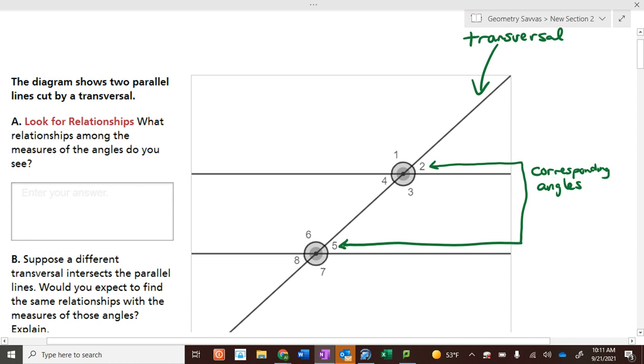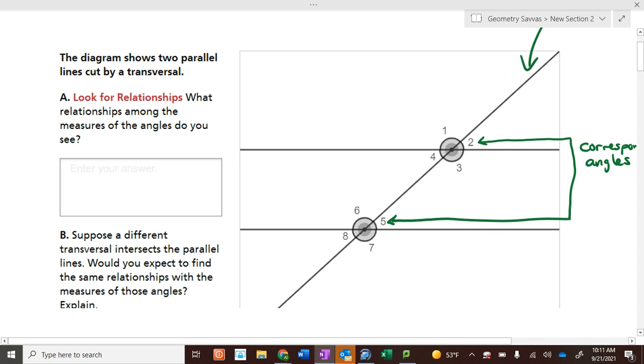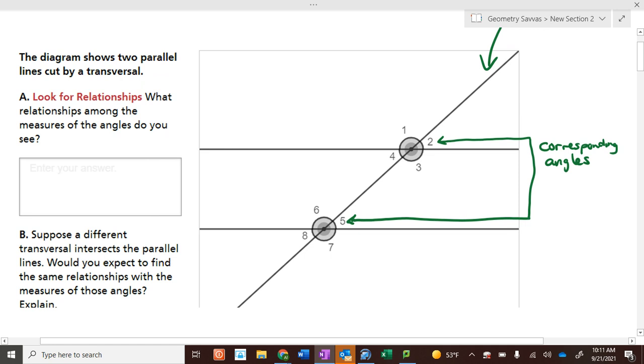So if they're in the same corresponding position and the lines are parallel, and the lines have to be parallel or this doesn't work, if we have parallel lines and angles in the same corresponding position with the transversal, then they're going to be congruent. We have other sets of corresponding angles besides 2 and 5. 1 is corresponding to what angle, Caitlin? 1 and 6 are corresponding angles.